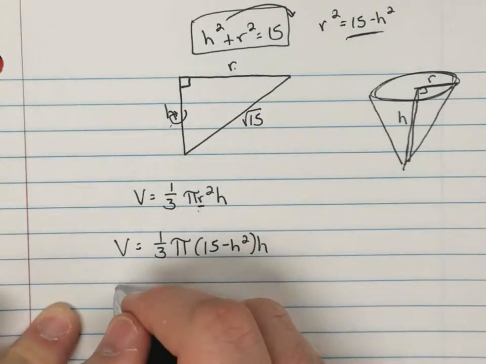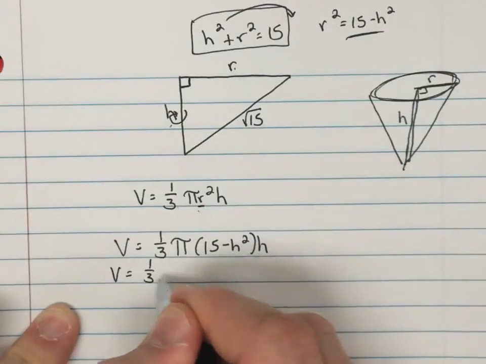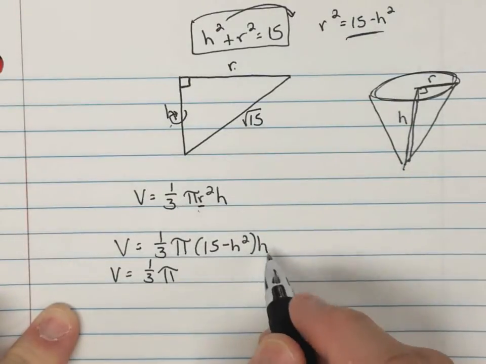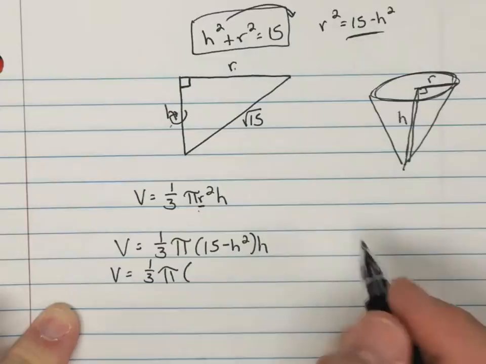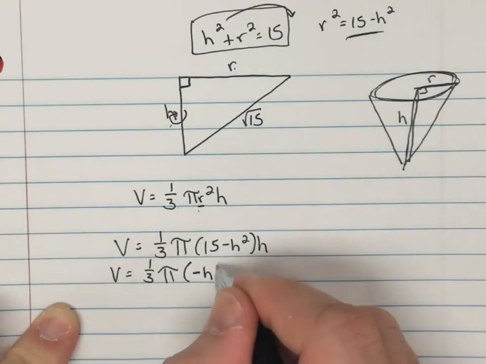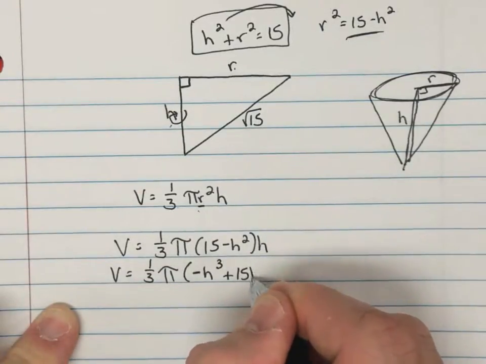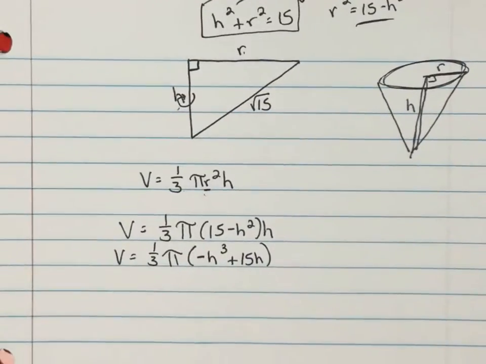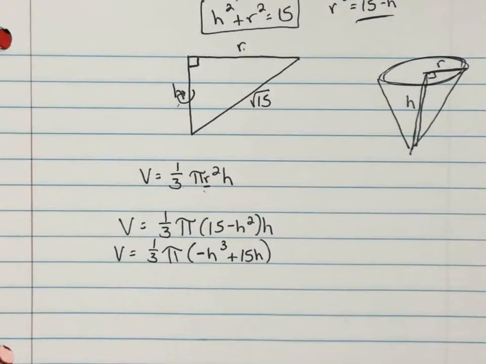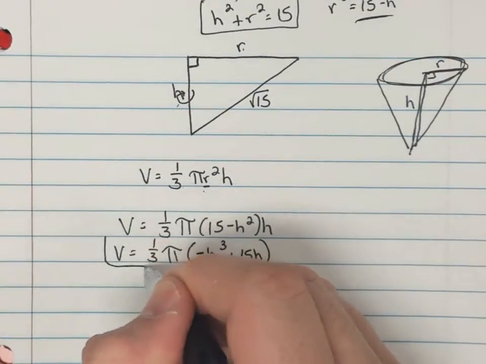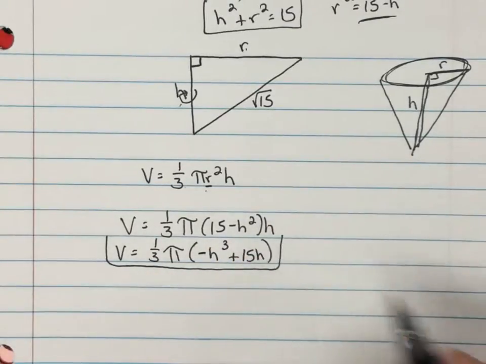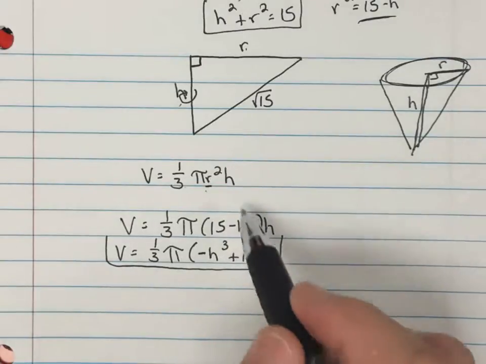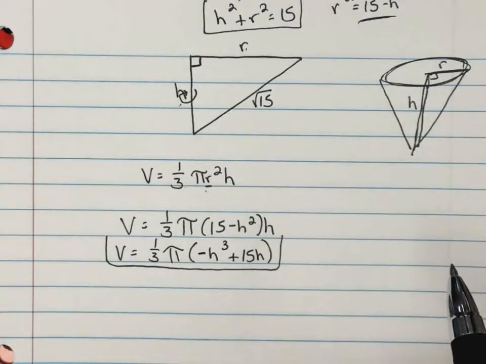Let's clean this up some. Volume is equal to 1/3 pi. Distributive property would be, I'm going to put my h's first, negative h to the third plus 15h. There you go. That's my volume. Okay, if I've got a height, then I can plug it into that, and I've got my volume. I don't need a radius anymore because, again, I eliminated that variable.